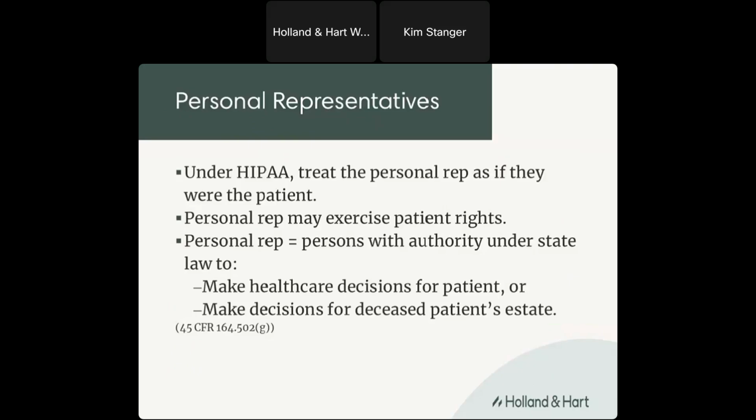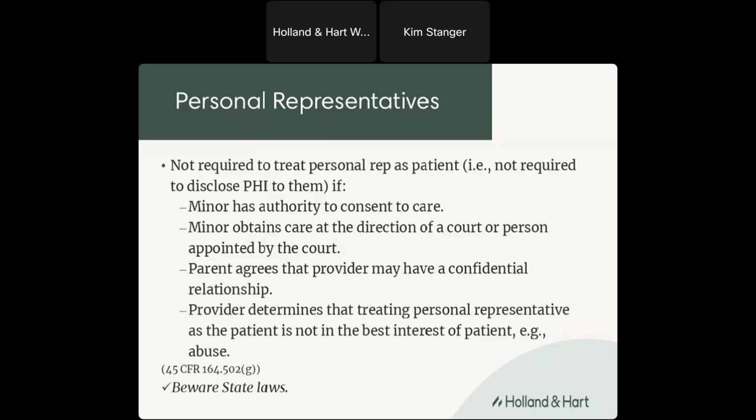So the key is, well, who's a personal representative for purposes of HIPAA? If the person has the authority to make healthcare decisions for that patient, they are the personal representative for purposes of HIPAA, and they would be able to access that information, and you can disclose the information to them. So you have to understand your state law to identify who is authorized to make healthcare decisions for that individual. Now, there are limited exceptions that would allow you to not treat that person as the personal representative.